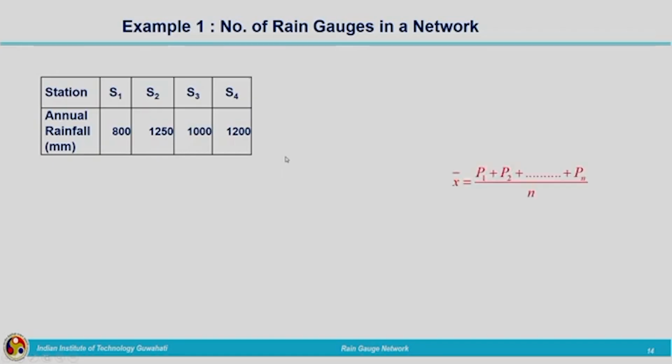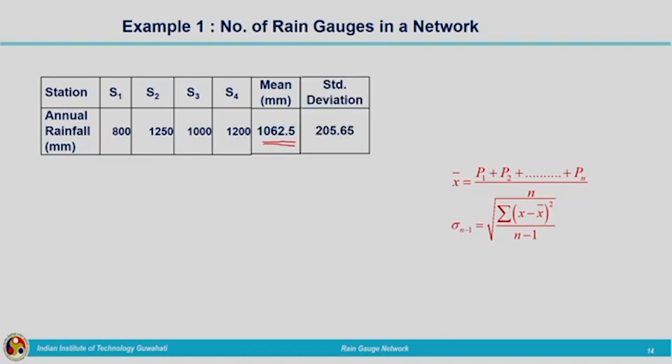What do we need to calculate? We need to calculate the mean value corresponding to this data. So, the mean is calculated to be 1062.5 millimeters. Then we need to calculate the standard deviation corresponding to this sample. That can be calculated by using this formula. It is coming out to be 205.65.